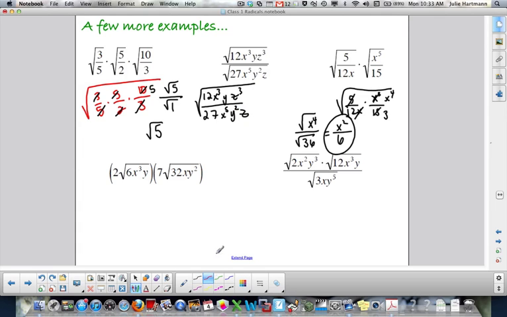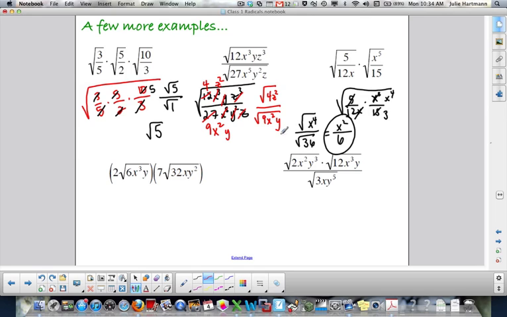Okay, and then simplify. We have 3 goes into 12 4 times, 3 goes into 27 9 times. X cubed and x to the 5th means we have x squared left on the bottom. Y and y squared means a y left on the bottom. Z cubed and z means a z squared left on top. So I end up with the square root of 4z squared over the square root of 9x squared y.